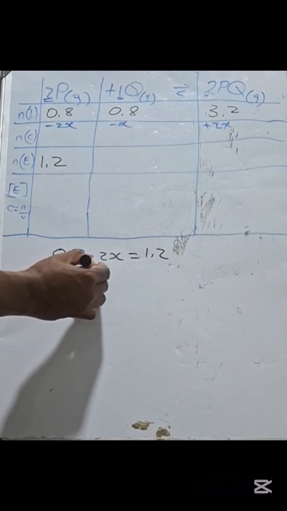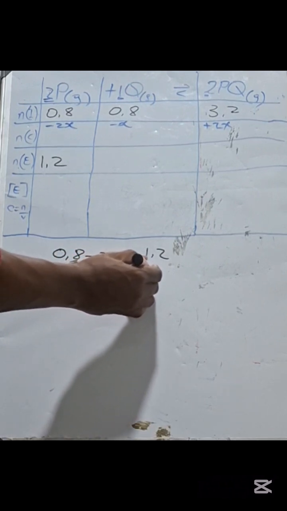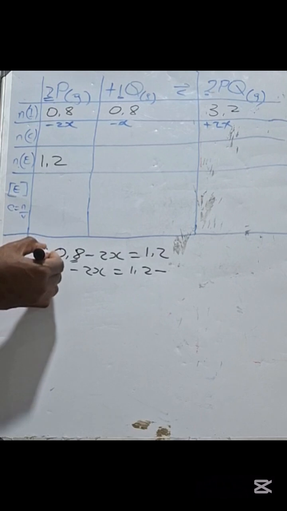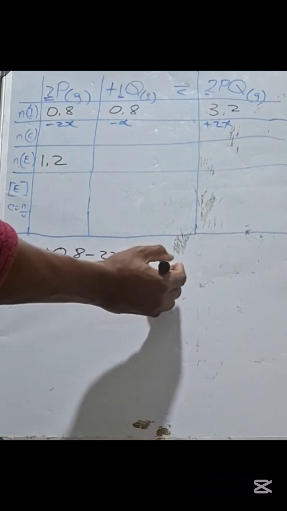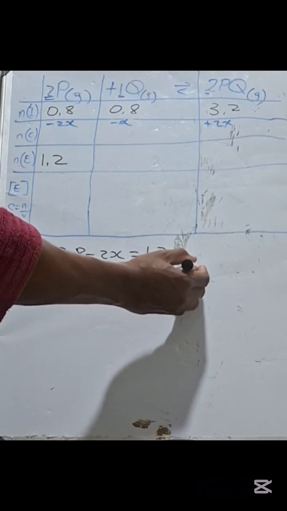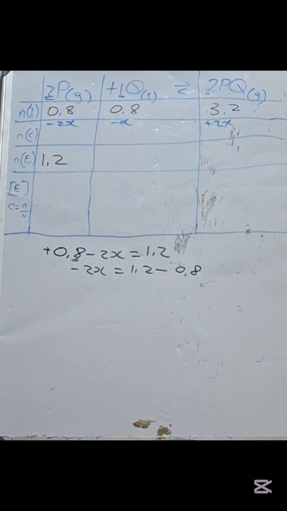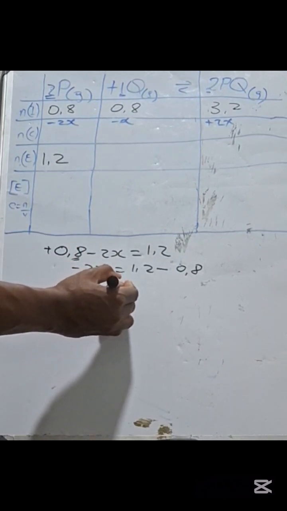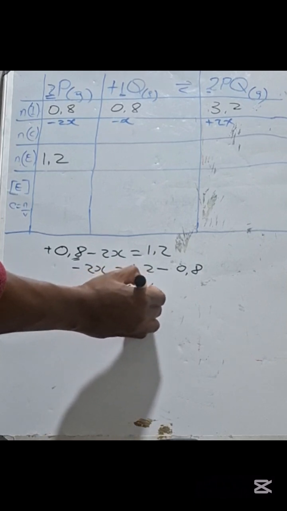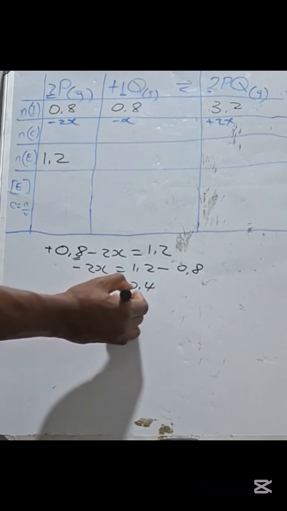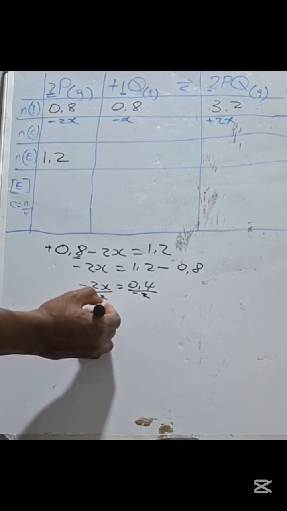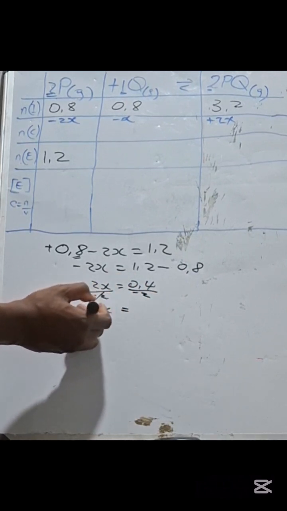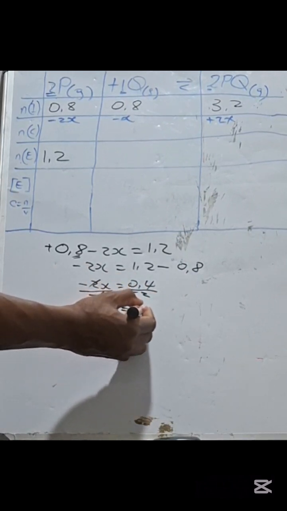I have minus 2x, which is equal to 1.2 minus 0.8, since it's positive it becomes negative. Then I will use my calculator, 1.2 minus 0.8. Then I get minus 2x, which is equal to 0.4. I will divide by negative 2, divide by negative 2, then I get x, which is 0.2.